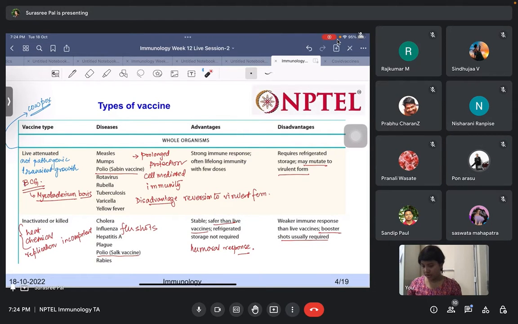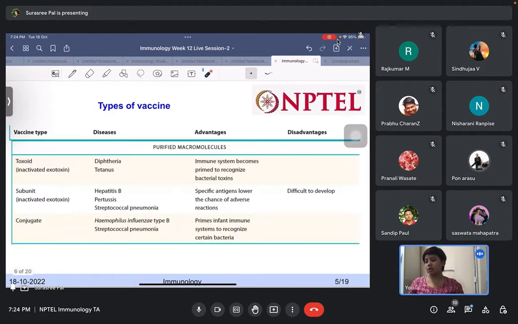Thank you. Okay, so now next moving on to another type of vaccines, which are basically purified macromolecules. In the previous section, we were discussing the whole organism vaccines, either live or killed. Now we are coming to the types of vaccines which are nothing but macromolecules, not the whole organism, right? These are mainly called subunit vaccines, and they are mainly of three different types.